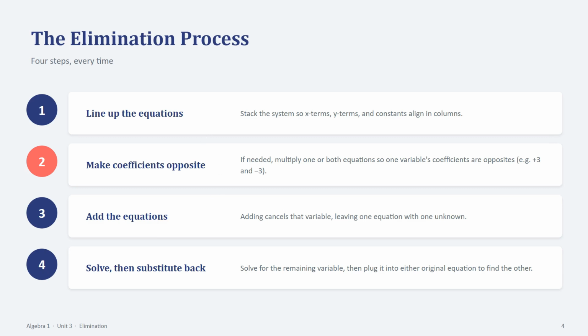The second step is to make coefficients opposite. If needed, multiply one or both equations so one variable's coefficients are opposites. The third step is to add the equations. Adding cancels that variable, leaving one equation with one unknown.